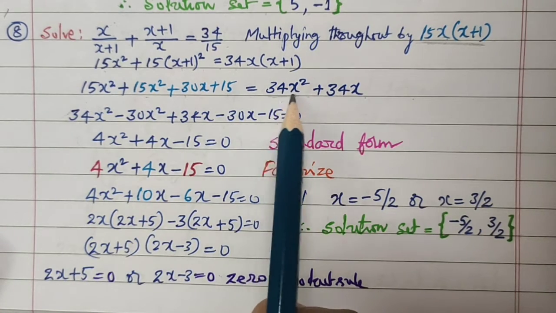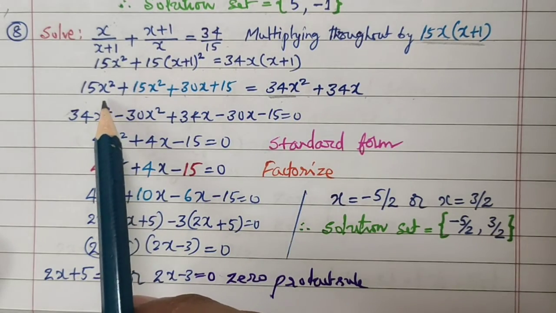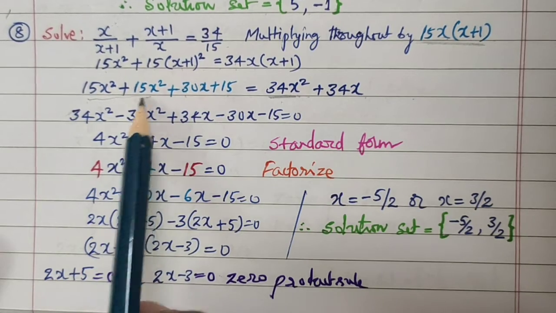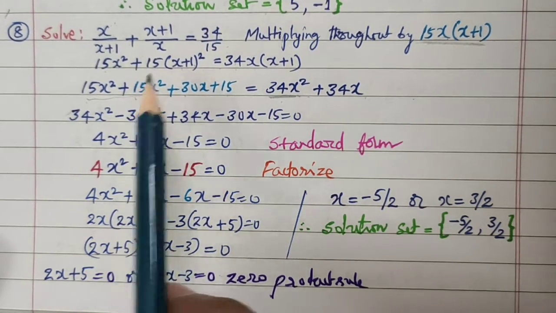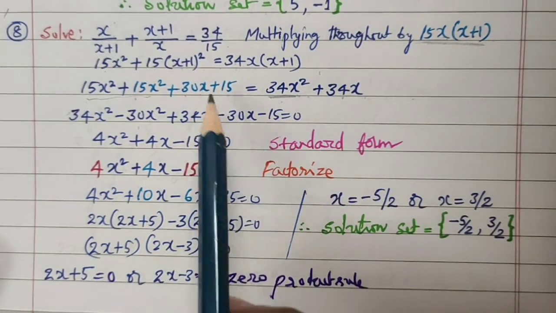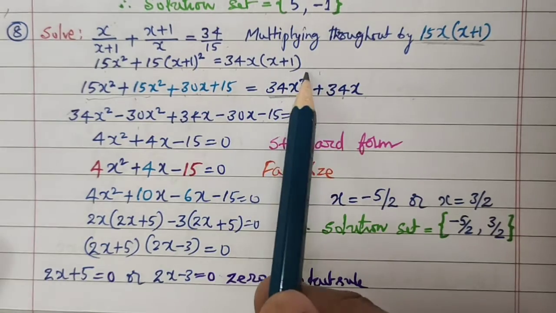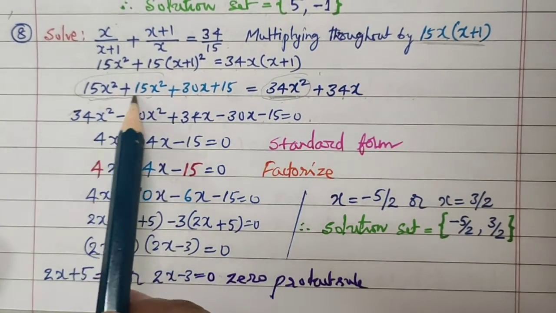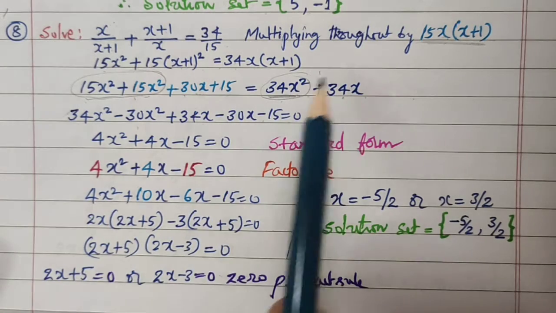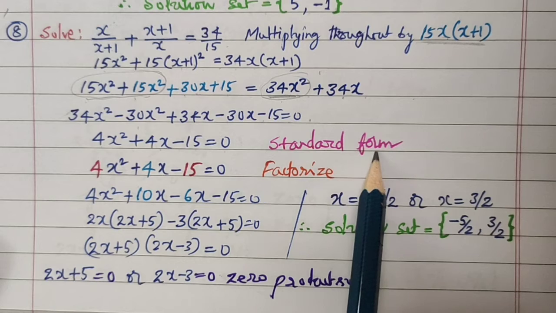Because this is a bigger number on x square on the right hand side, you bring all the things towards this. 34x square minus 15x square is 19x square. When this goes that side, minus 30x, then 34x minus 30x, then this goes that side, minus 15, that's equal to 0. Why we are bringing this side is we want positive on the x square, that's why we have taken this to that side. 4x square plus 4x minus 15 is equal to 0. This is in standard form.